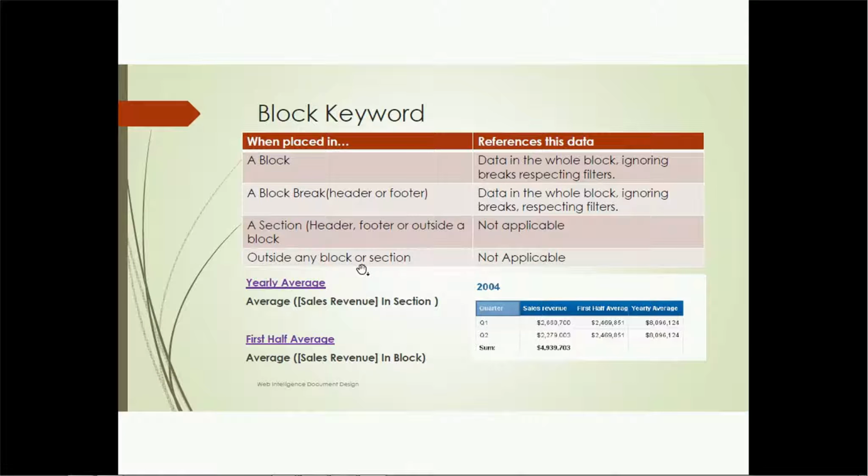A section and outside any block or section, it is not applicable because it is restricted to the block, or it is just a block keyword. It will not be applicable to other outside block. So that's why it is. See, if it is sum of, you see this is yearly average and first half average. So in a block, it will calculate this quarter 1 quarter 2 data. The first half means nothing but for these two values, whatever the average, and the yearly average will be for the complete year, what is the average, that it will show up here.